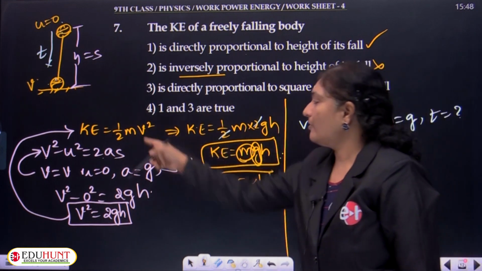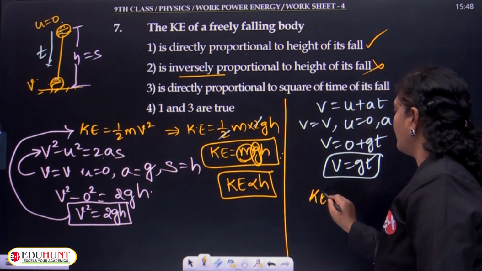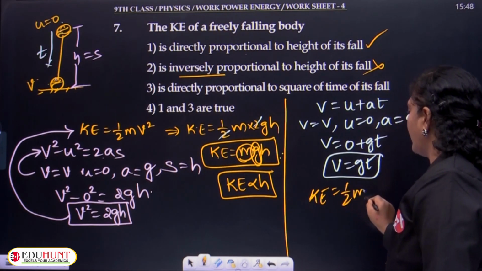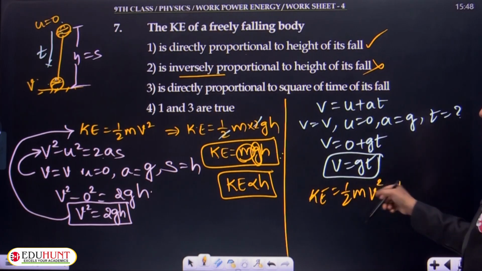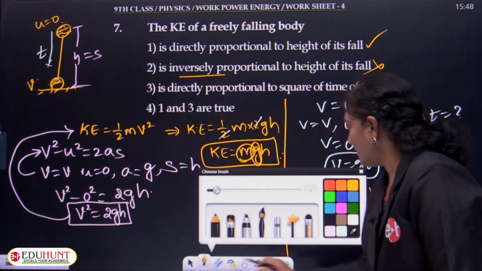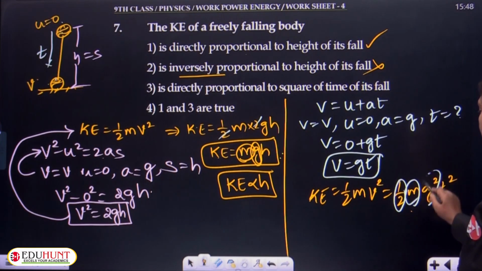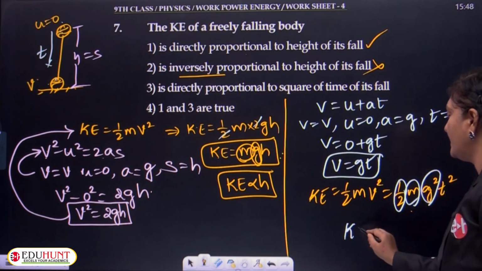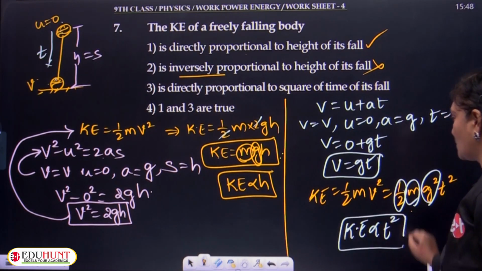Again, from our formula, what is that? As we know, the kinetic energy of a body is given as half mv square. Substituting the value of v as gt, v square will be equal to g square t square. So, for a given body, half is always constant, mass is constant, gravity is also constant. Hence, clearly we can say that kinetic energy is proportional to t square.